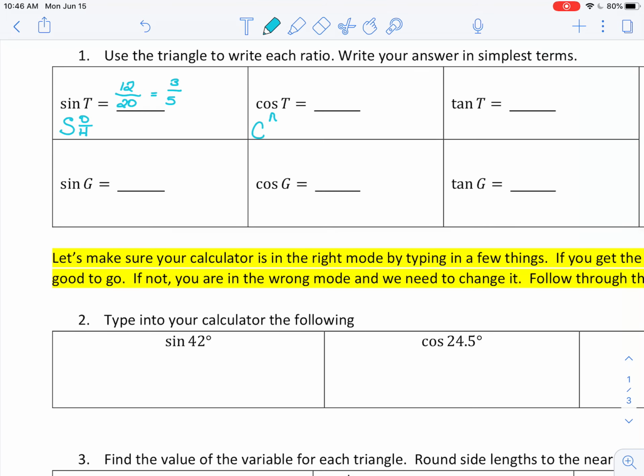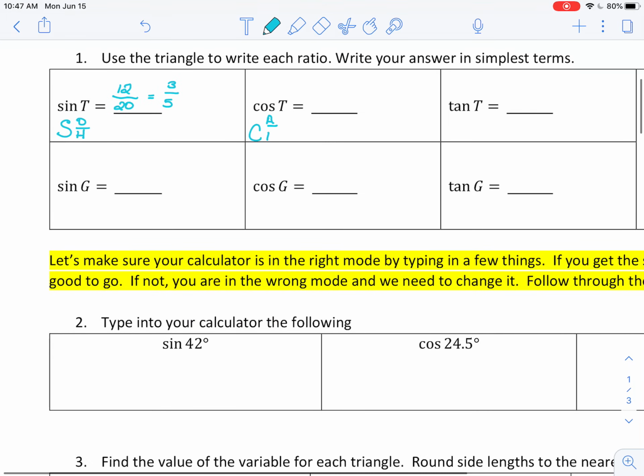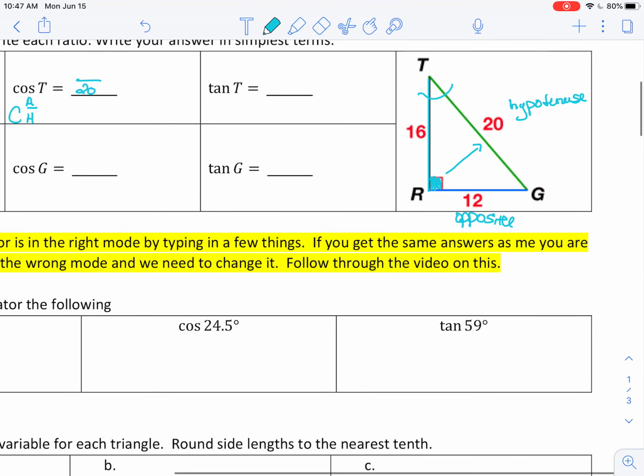I'm going to do the same thing for cosine. Sohcahtoa, cah is A and H. So this time I'm going to need the adjacent leg and the hypotenuse. Conveniently, I already know my hypotenuse is 20. I just have to go find the adjacent leg. Remember, adjacent means next to my angle. This is my angle. The leg that's next to angle t is right here. This is my adjacent leg.